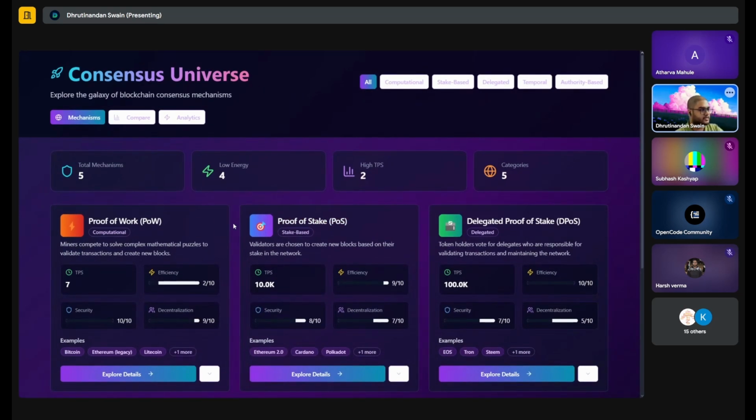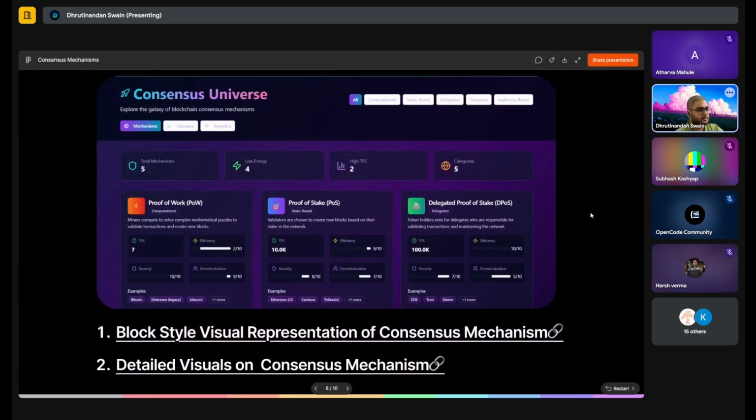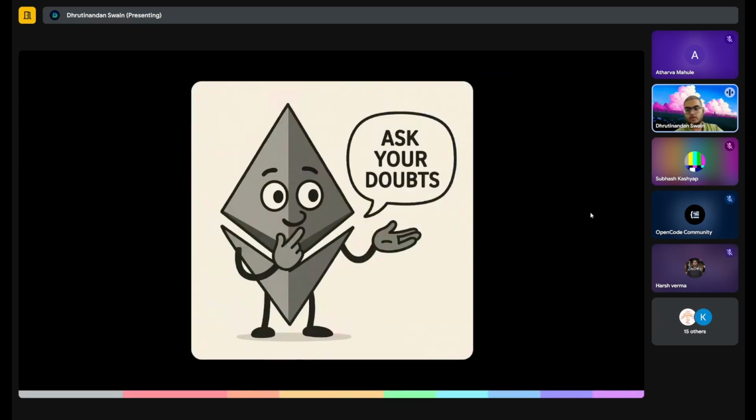So let's go back to the session. This was all about the consensus mechanisms as well, proof of stake and proof of history, with two sites for visual representation and better understanding.